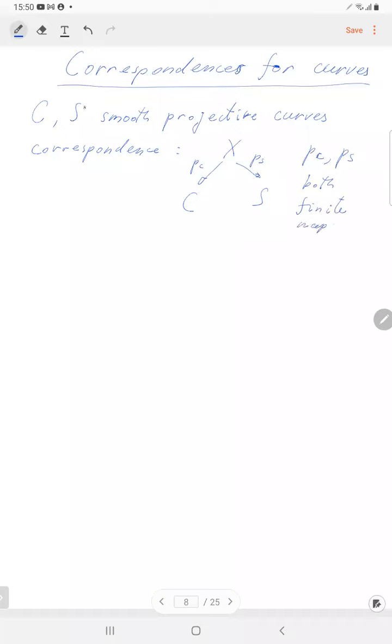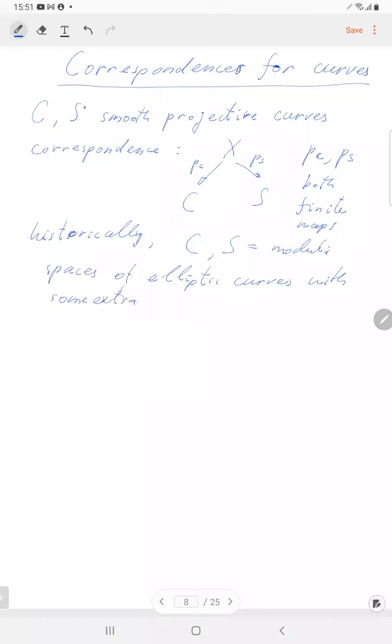So, historically, like C and S, the moduli spaces, they are curved, but they are defined as moduli spaces of elliptic curves with some extra structure that is called rigidity.